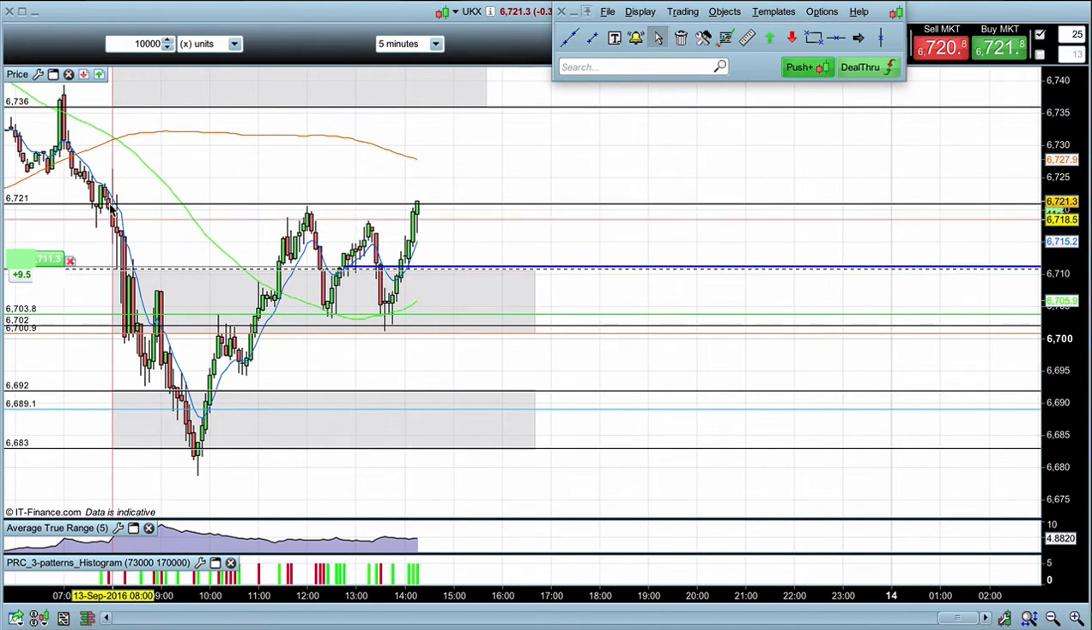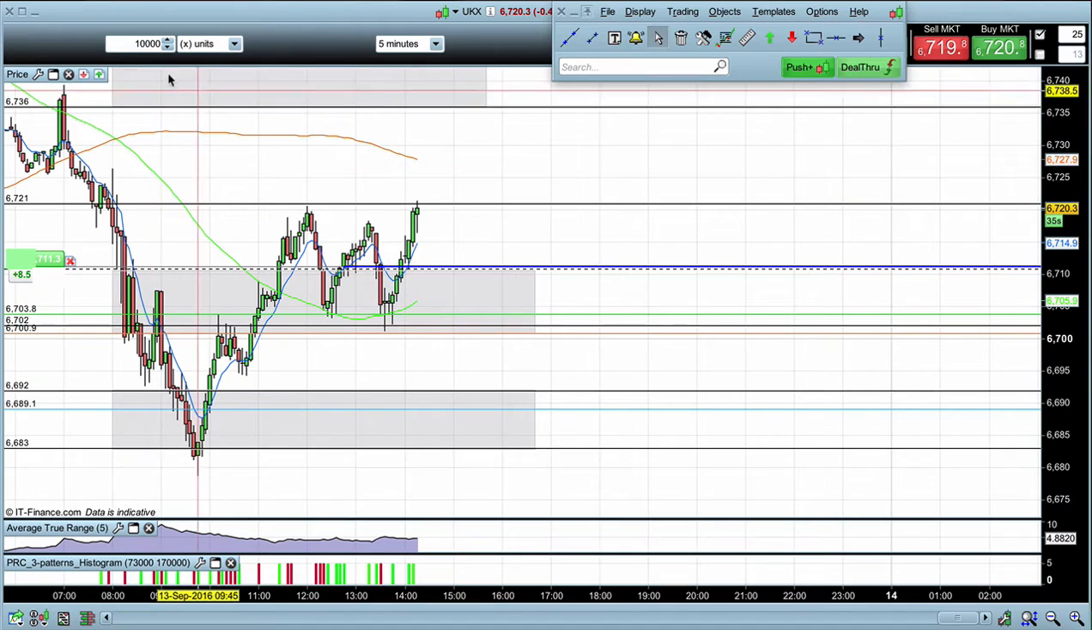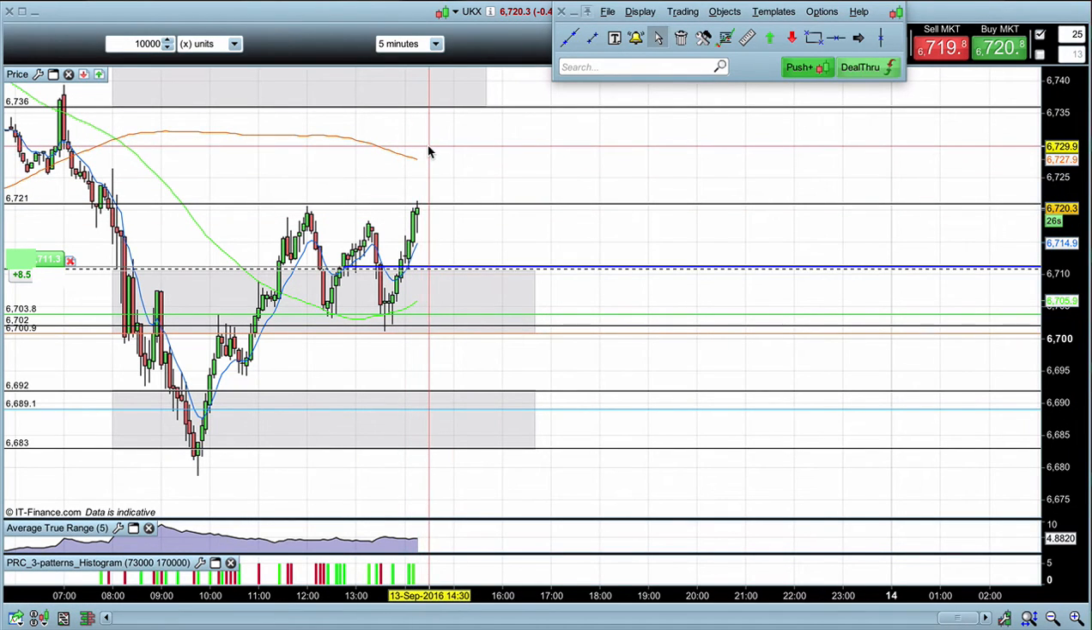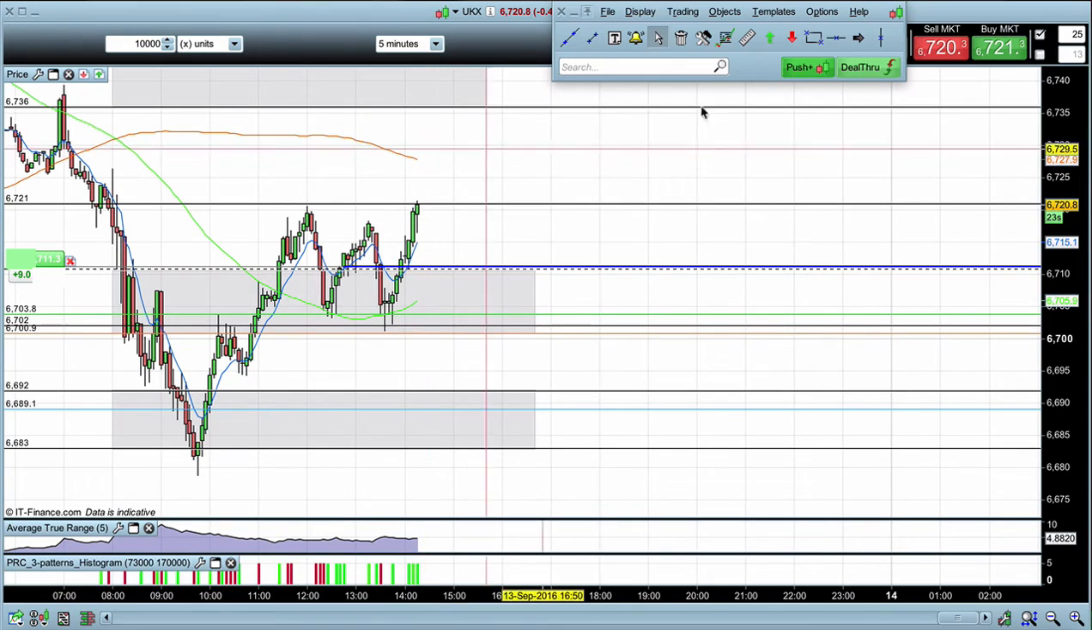We actually opened down here at 8 o'clock. You can see the market spiked up a little bit and then fell away. But we've made no real attempt to get up into this level. So for me, that's basically what I'm looking for. I'm looking for this market to push its way up into sort of 6,730, maybe just a little bit below.